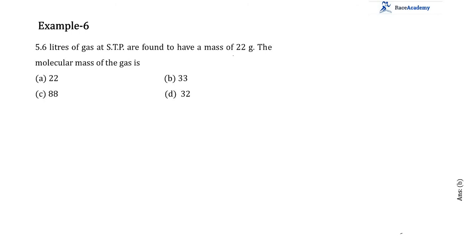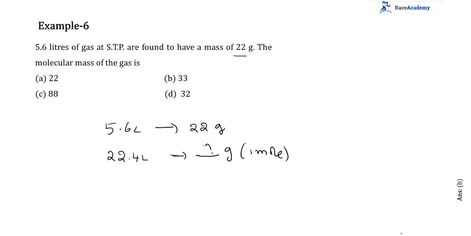Moving on to the next one. 5.6 liters of a gas at STP is found to have 22 grams. So 5.6 liters of gas is 22 grams. Usually at STP, 1 mole of any gas occupies 22.4 liters. That should be 1 mole. So 1 mole of that gas is called its molar mass. Molar mass we don't know, assume x grams.